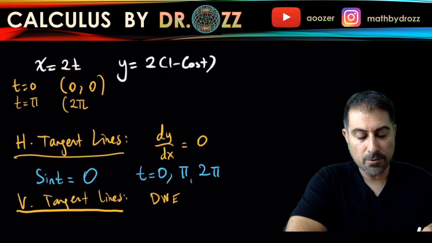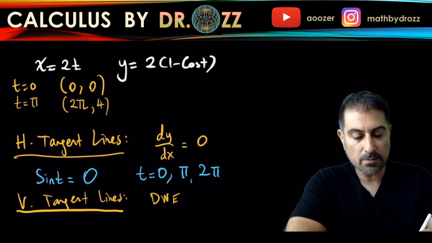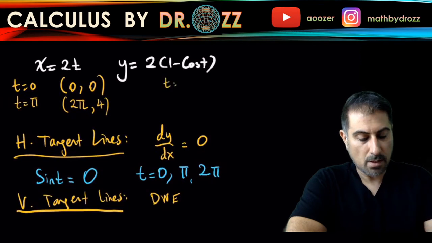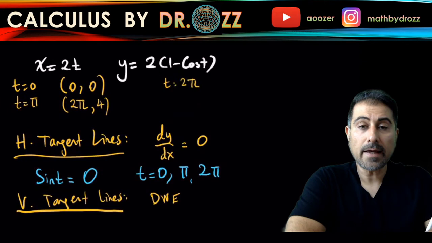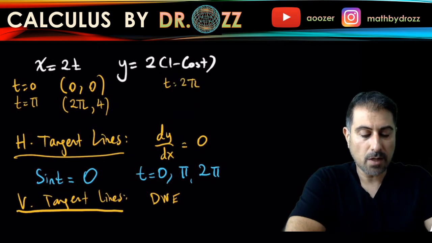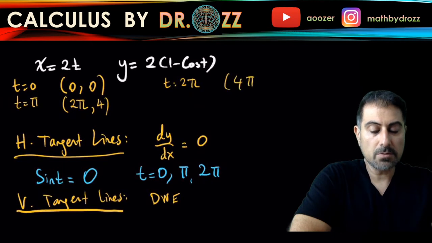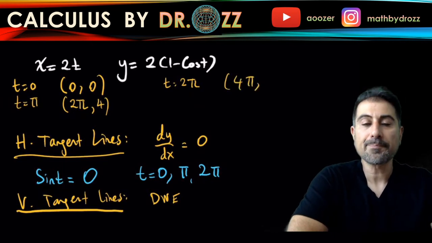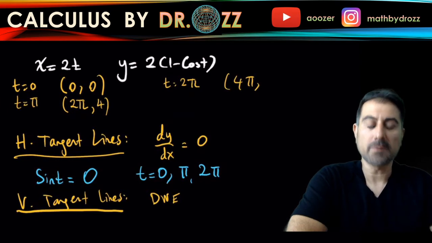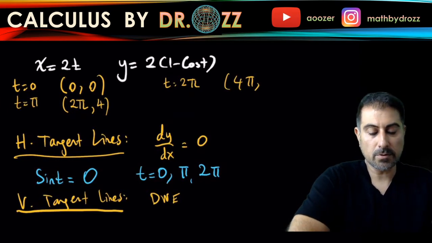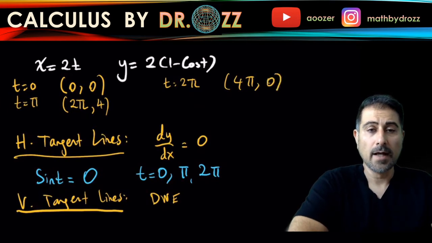And for 2 pi, let's see. For t equals 2 pi, I have x equals 4 pi and y equals 2 times (1 minus cosine 2 pi). Cosine 2 pi is 1, and 1 minus 1 is 0. So you're talking about the point 4 pi and 0. This was the third point in the graph.